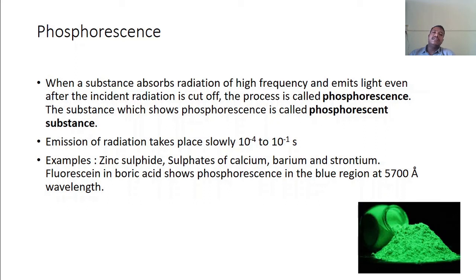Phosphorescence is a type of delayed fluorescence where the emission of radiation takes place slowly, whereas in fluorescence the emission was very rapid. Molecules which exhibit phosphorescence are zinc sulfide and sulfates of calcium, barium, and strontium. Fluorescein and boric acid also exhibit it.